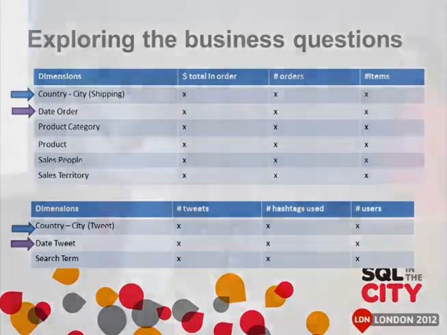On the top, we have what the CRM would look like. I've selected a few dimensions and a few measures. I have the country where we ship that particular product, the date when the order was placed, the product category, product, salespeople, and sales territory. We could have more dimensions, but for simplicity, just a few. And in terms of the measures, we have how much money we've made in all of those orders, how many orders we have actually had, and how many items are on those orders.